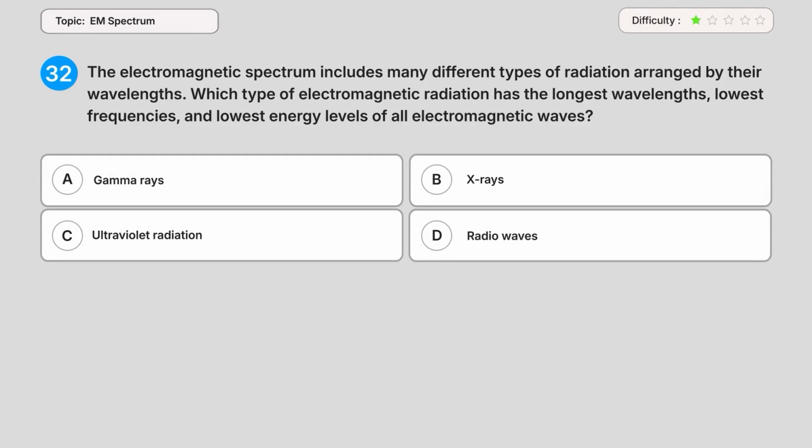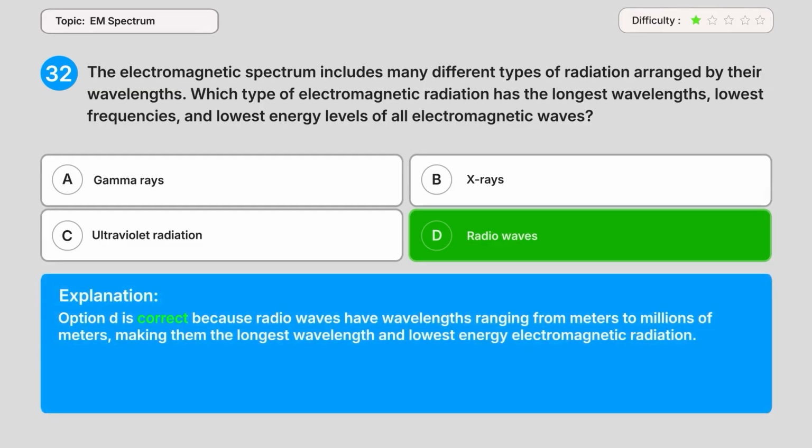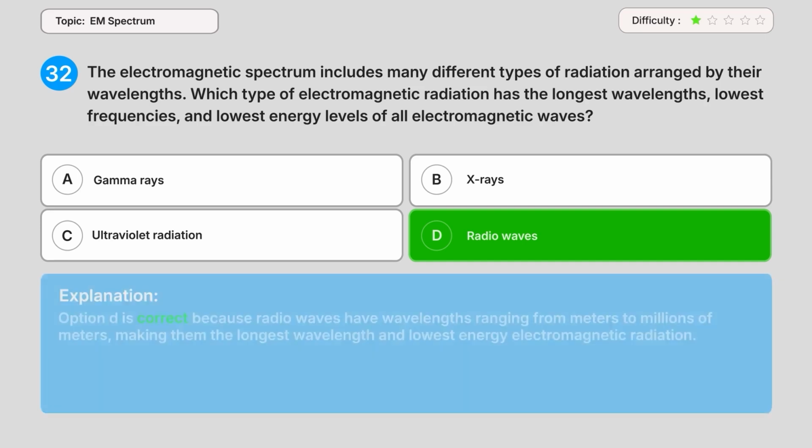Correct answer, D. Radio waves. Explanation: option D is correct because radio waves have wavelengths ranging from meters to millions of meters, making them the longest wavelength and lowest energy electromagnetic radiation.